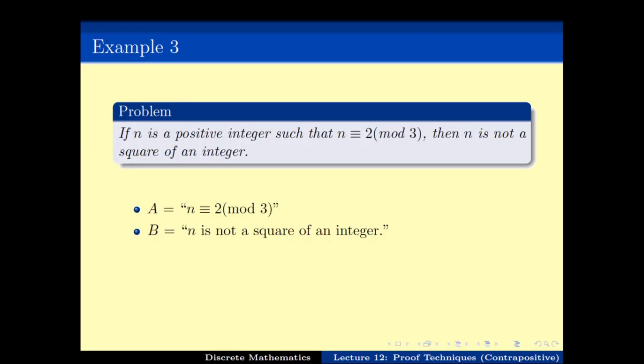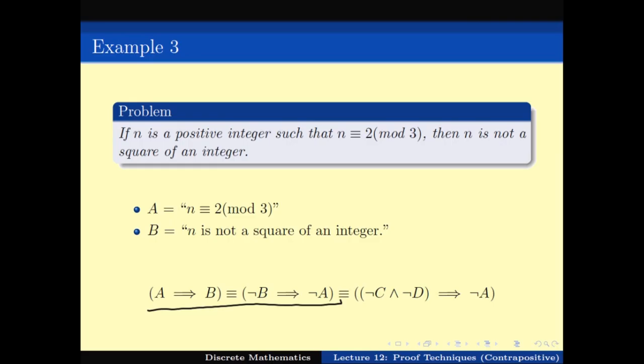But let's write out the contrapositive version of this. Namely, all we have to use is the first part. So there is no C and D. So A implies B is the same as not B implies not A. Now what is not B? Not B is n is a square of an integer, right? So in other words, n is a square of an integer implies C. Then not A means n is not congruent to 2 mod 3. If n is not congruent to 2 mod 3, what is it congruent to? The other two, namely 0 and 1. So in that case, we prove that it is congruent to 0 mod 3 or 1 mod 3.